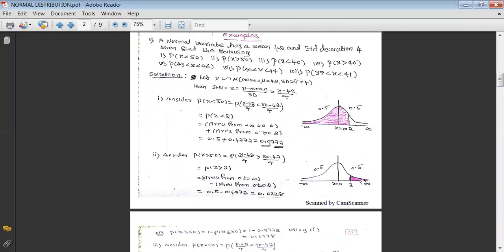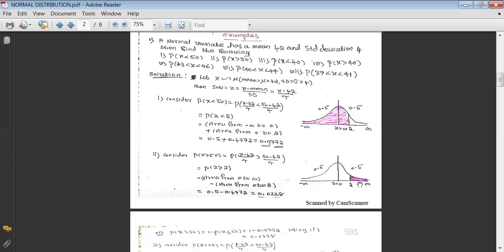Again, directly we cannot get that area, because from the table we can get the area from 0 to something. That's why you convert this situation to 0 to something. I want this area. In order to get this, I'll consider the right half, and from that I'll take out the area from 0 to 2, so that I'll get the remaining.